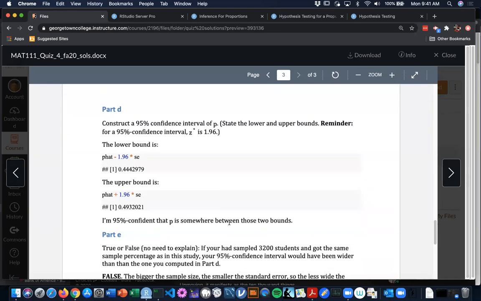Part D, the 95% confidence interval for p. The formulas at the front of the test say you just do sample proportion minus a z-star times your standard error. Here I am, as promised, reminding you that the z-star for 95% confidence is 1.96. And so you get 44% to about 49%.